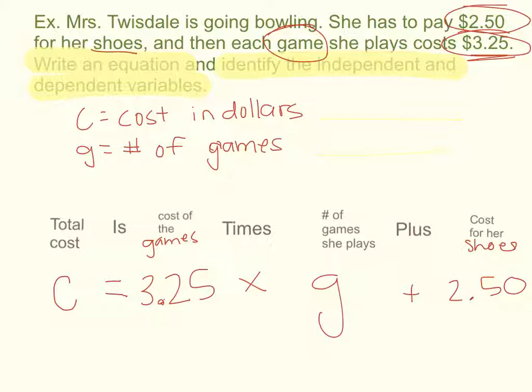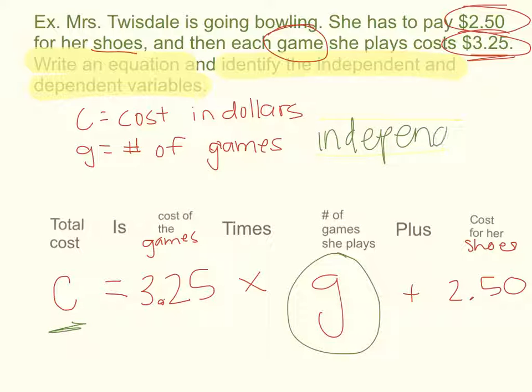So, which variable, the total cost or the number of games, which one is telling the other one what to do? Think about it. Now, if you're unsure, the number of games is going to tell us the total cost. The total cost is not telling us how many games to play, but the number of games is the bossy one. It's independent. And depending on how many games we play will depend how many dollars we spend. So it's the dependent variable.